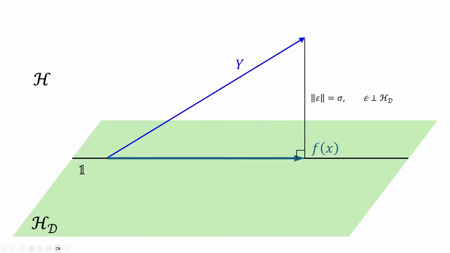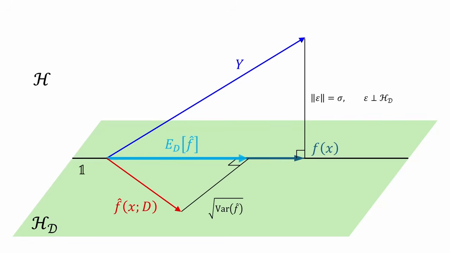Remember earlier we wrote epsilon is statistically independent of D. Here, the same symbol takes on a geometric meaning. The epsilon vector is orthogonal to the space H_D. Next, we consider an arbitrary estimator. As mentioned, it is a function of x and D, and not y. So f hat lies in the space H_D.